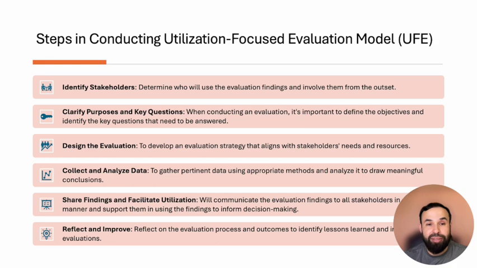And now we'll be talking about the 6 steps in conducting the Utilization-Focused Evaluation Model, also known as UFE. The first step in the process is to identify the stakeholders. Determine who will use the evaluation findings and involve them from the outset. It is important to make sure that all stakeholders are identified in this process. Next, clarify purposes and key questions. When conducting an evaluation, it's important to define the objectives and identify the key questions that need to be answered in order to make the evaluation valid.